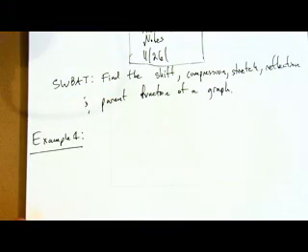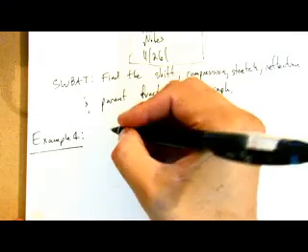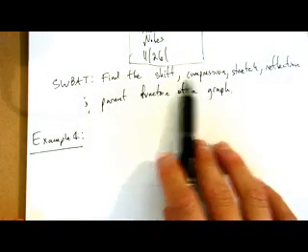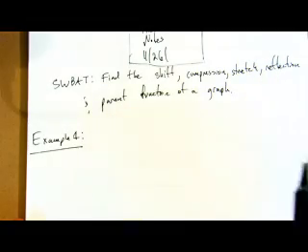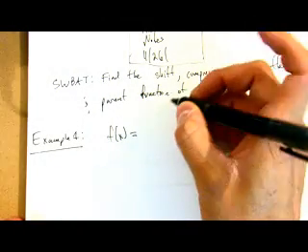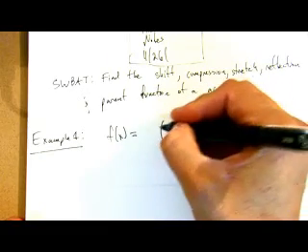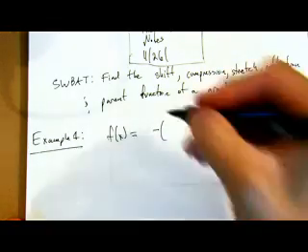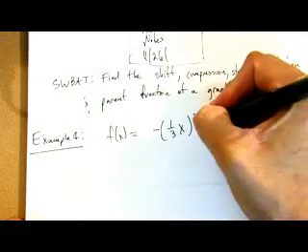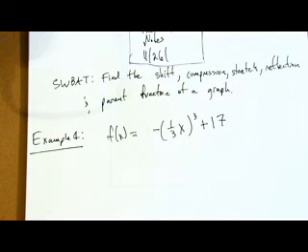And we're going to consider the following for example number 1. Okay? So the instructions are the same. I want you to find the shift or compression, stretch, the reflection, and the parent function of the following graph. So let's say f of x is, let's do something medium, okay? So let's do, how about negative 1/3 x, the quantity cubed, and let's go plus 17. Okay?